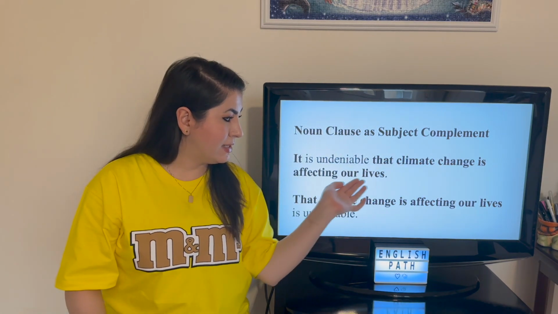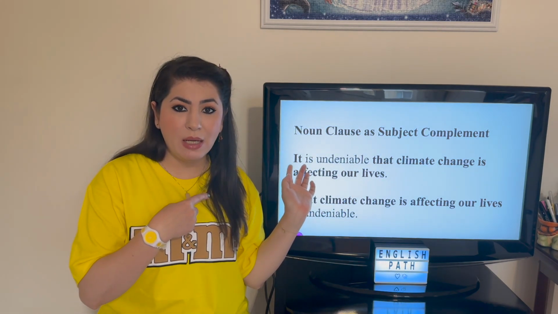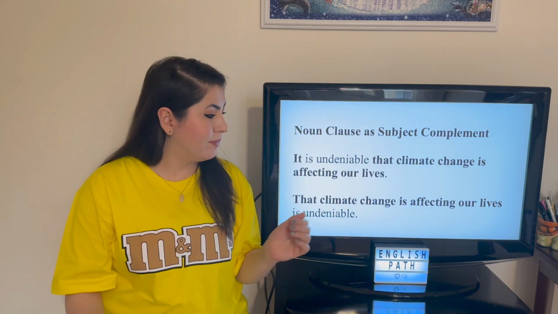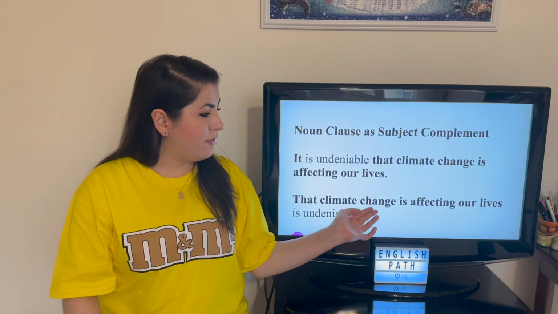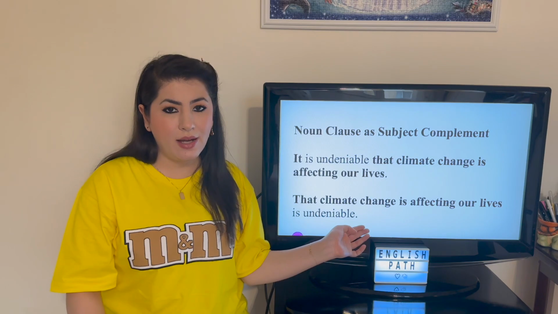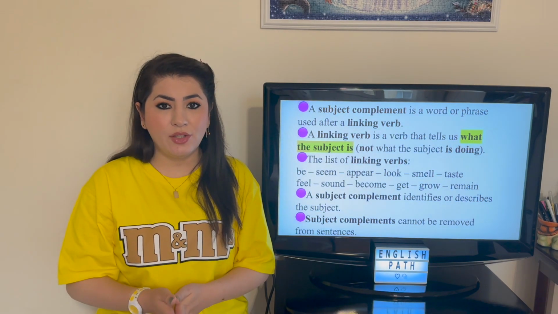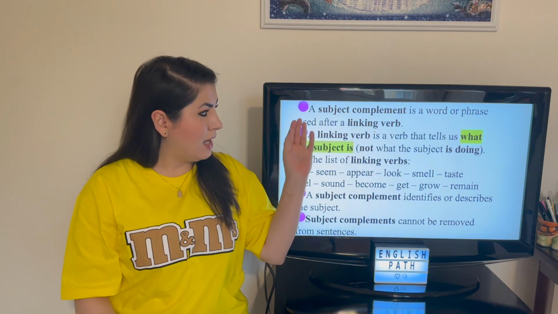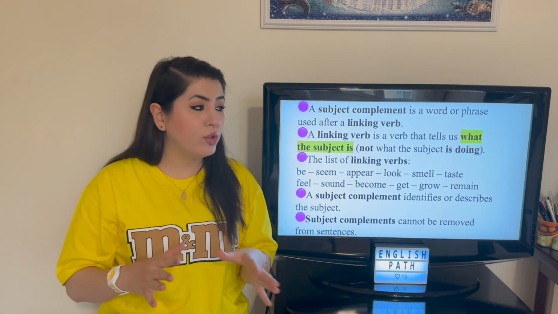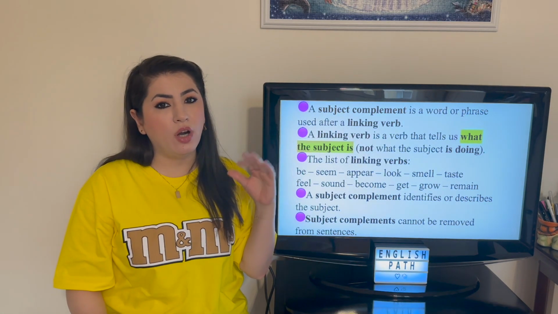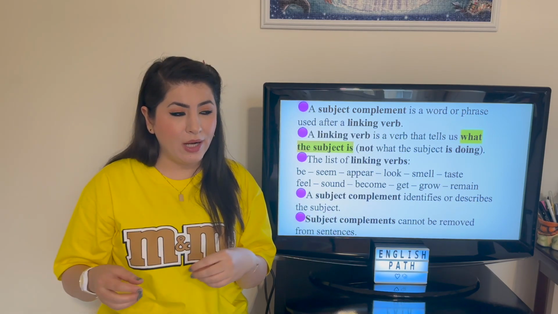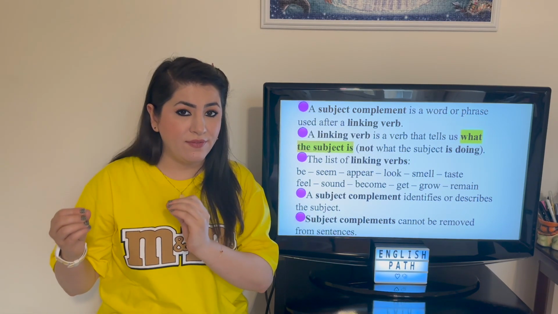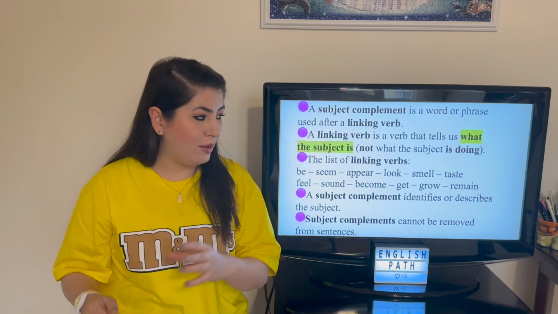So this is giving us more information about the subject. It's actually completing it. You can restate it this way: that climate change is affecting our lives is undeniable. Points to consider about subject complements. A subject complement is a word or phrase used after a linking verb. Remember, it is undeniable, or that climate change is affecting our lives is undeniable.